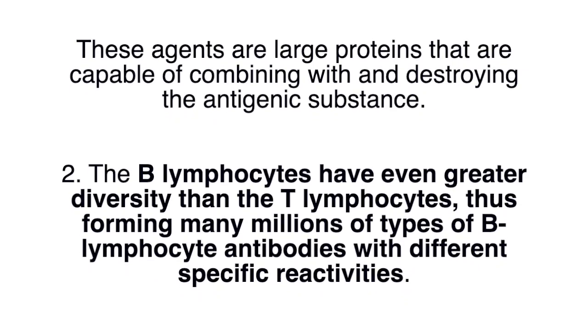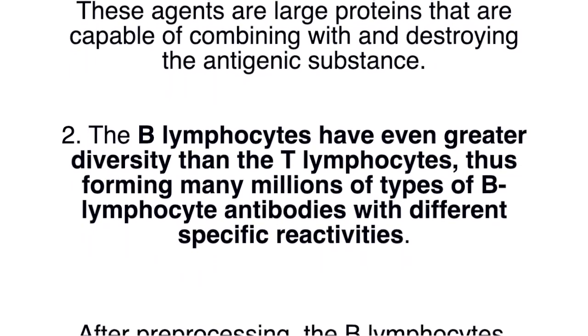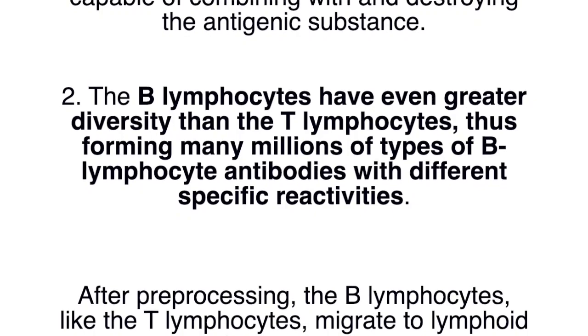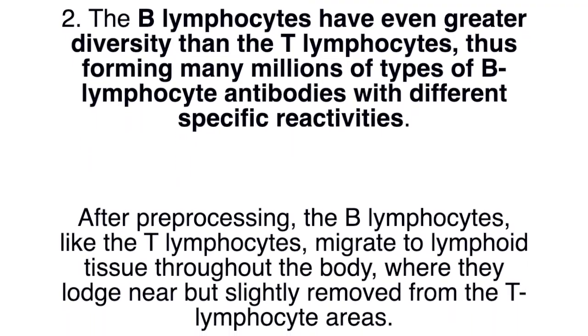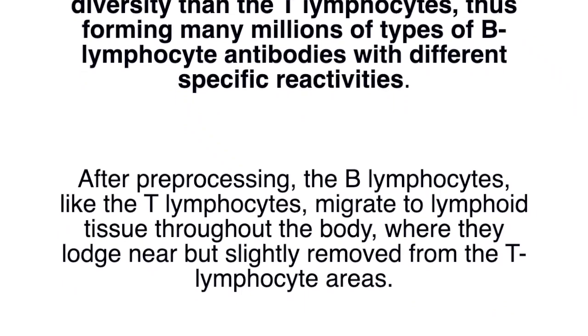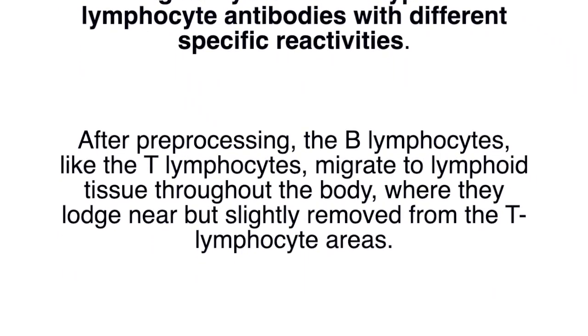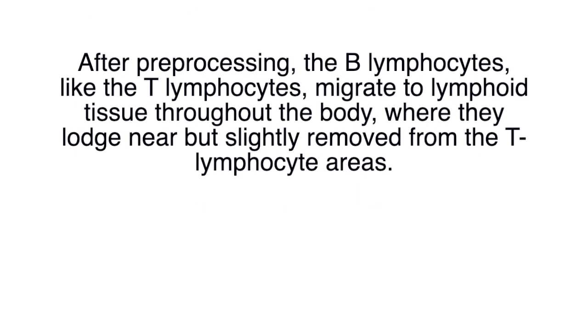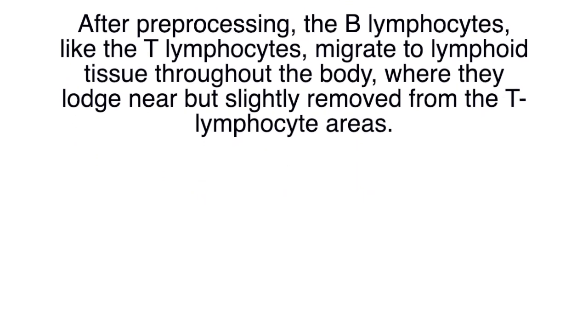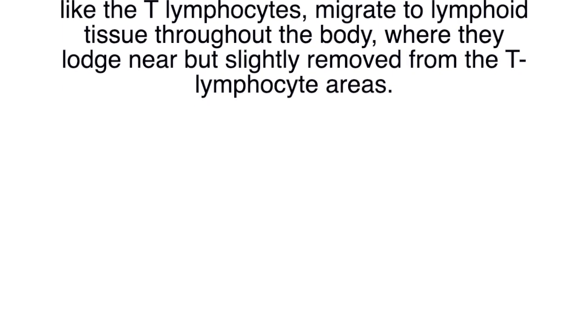2. The B lymphocytes have even greater diversity than the T lymphocytes, thus forming many millions of types of B lymphocyte antibodies with different specific reactivities. After pre-processing, the B lymphocytes, like the T lymphocytes, migrate to lymphoid tissue throughout the body, where they lodge near but slightly removed from the T lymphocyte areas.